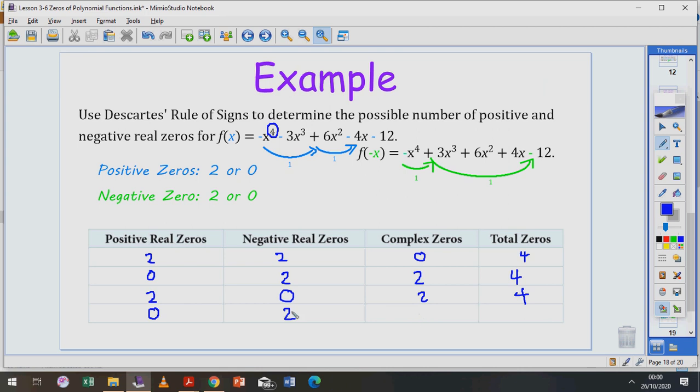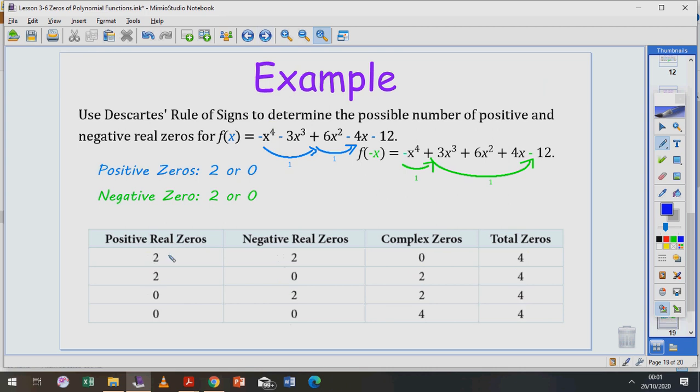Wait, isn't this what this is already? I could have 2 positive and 2 negative, 0 positive, 2 positive, 0 positive. I'm messing this up, aren't I?